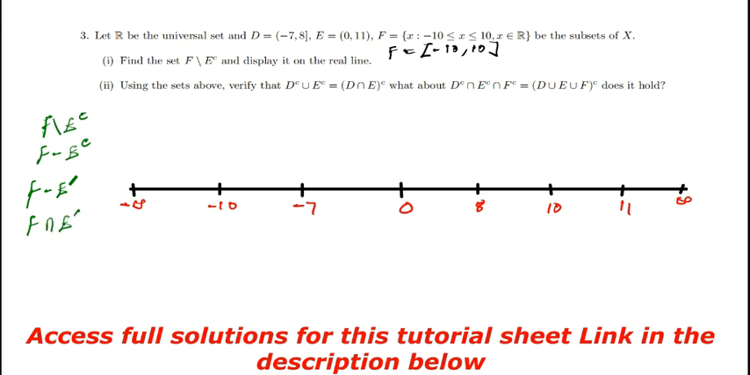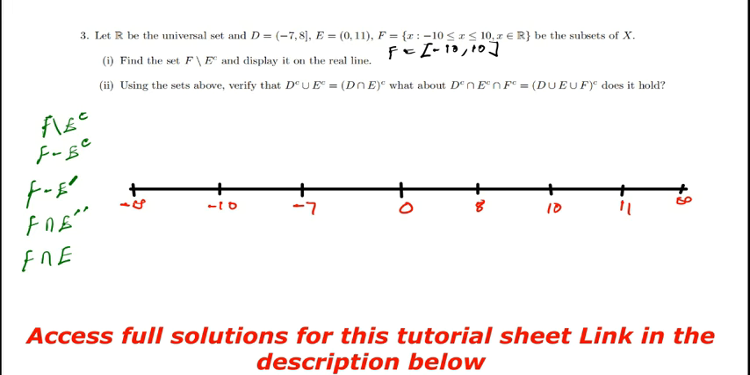There's a complement already there, and another complement. I said complement, they cancel each other. So that will just be F intersection E. So this is the first question, and we have to display it on the number line. So now we have to find F intersection E.